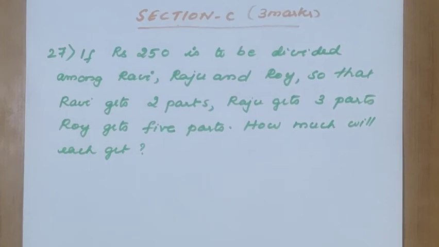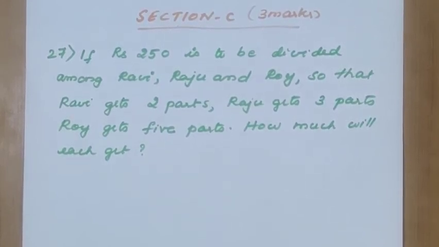Section C now starts. It carries 3 marks only. Question number 27. If rupees 250 is to be divided among Ravi, Raju and Roy, so that Ravi gets 2 parts, Raju gets 3 parts, Roy gets 5 parts, how much will each get? So 250 is to be divided among Ravi, Raju and Roy, so that the parts are 2 for Ravi, 3 for Raju, 5 for Roy only. How much will each get?